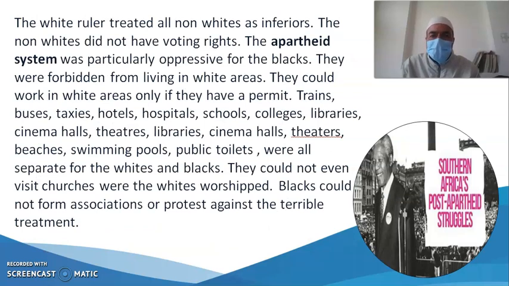The non-whites did not have voting rights. The apartheid system was particularly oppressive for the blacks. They were forbidden from living in white areas. They could work in white areas only if they had a permit.